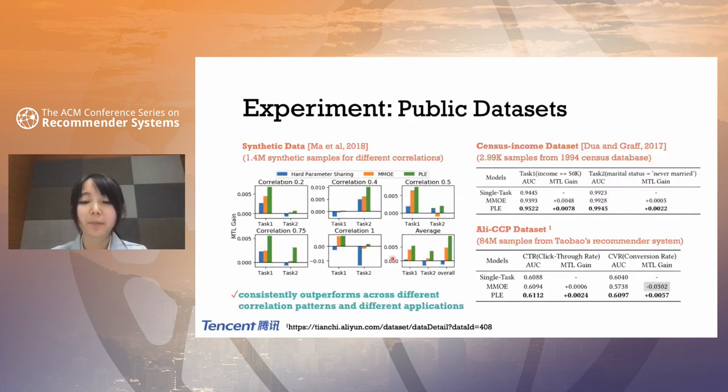Then we try some public data sets. The left is the synthetic data in different correlations, and the right are census income and ali-CCP. We can see that PLE consistently performs best for both tasks across different correlations and different applications.